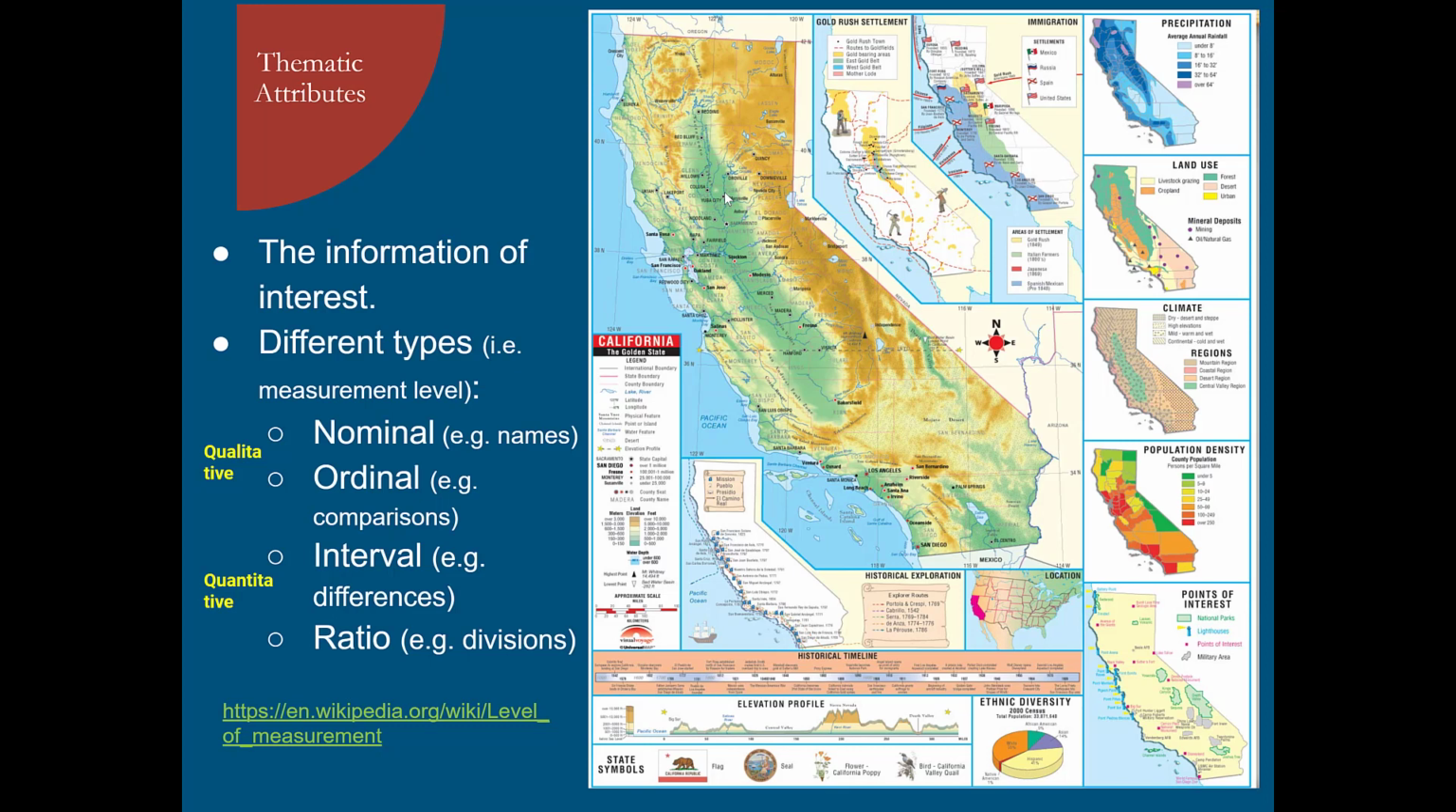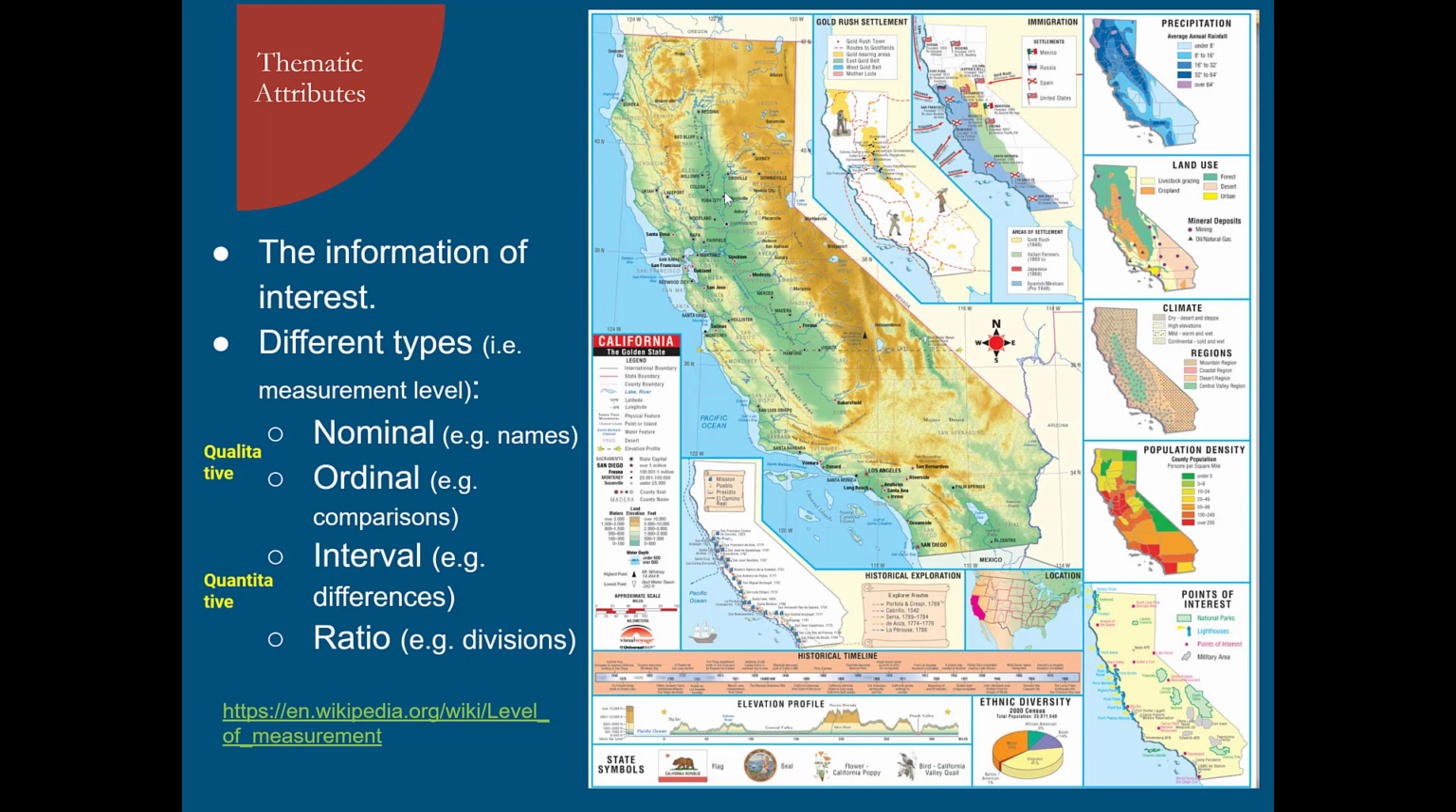We can also have ordinal information. What's that? That is order. For example, the largest city in California is where? I think it's LA or San Francisco. I'm not quite sure. But we can sort our cities by population.